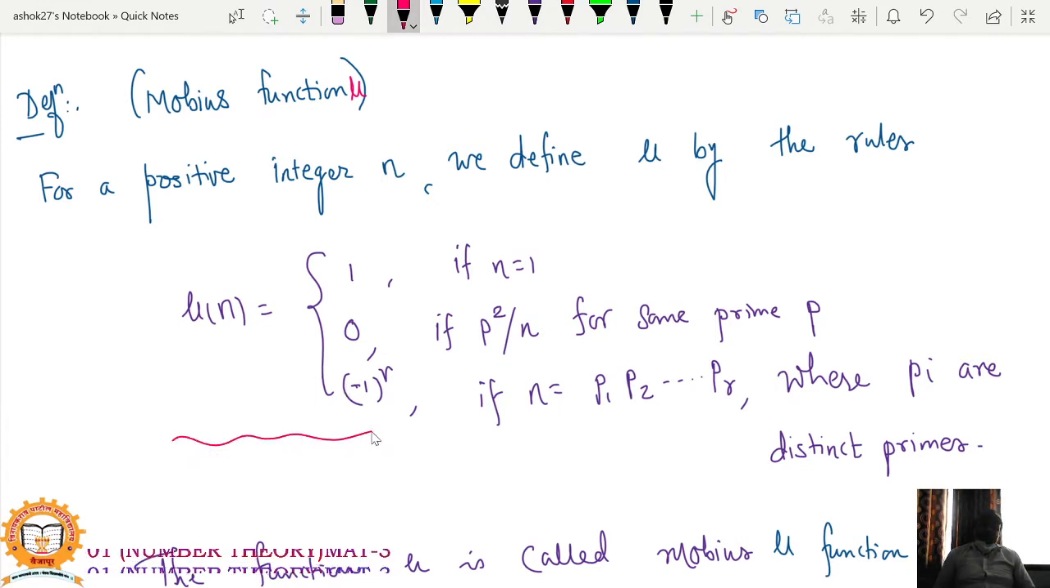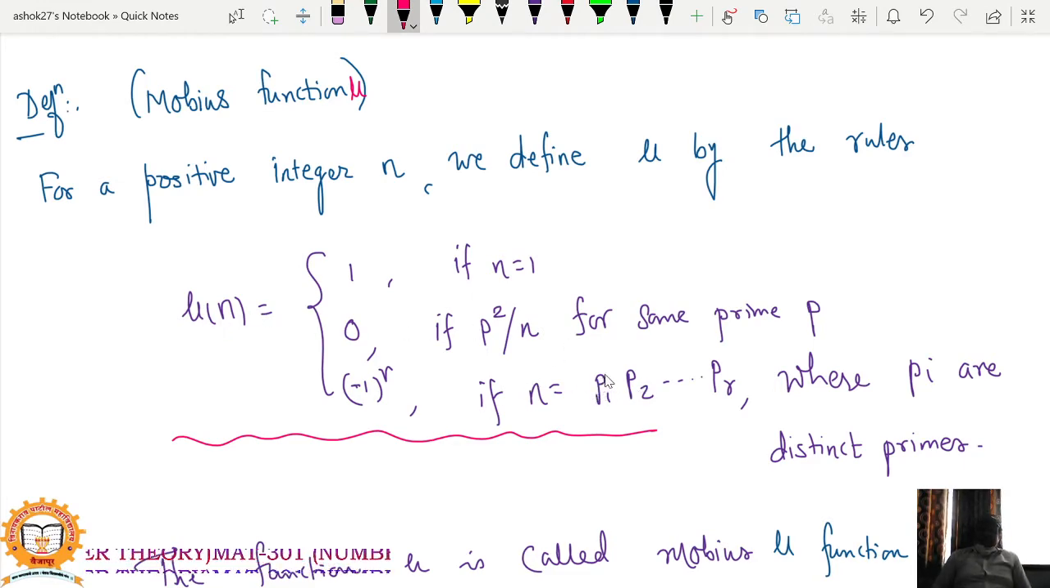So let us see the definition of the mu function. Mu of n is defined by: if n equals 1, then mu of 1 is equal to 1. If p squared divides n, meaning a power of any prime divides n, then naturally mu of n will be 0. Means if there is repetition of a prime number in the prime factorization of n, then mu of n will be 0.